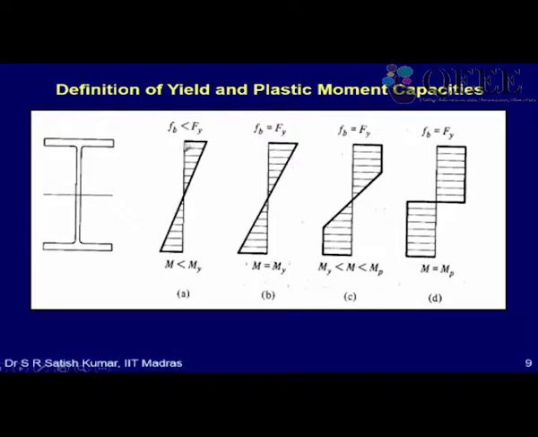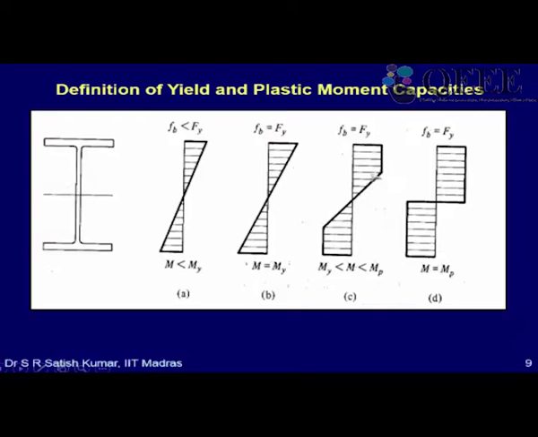At the cross section level, this is what happens. If I take an I section, when the moment is less than the yield moment, you have a stress at the extreme fiber which is less than small Fy, the yield stress. As the moment becomes the first yield moment, the stress just reaches Fy, and when the moment becomes more than My, there is gradual plastification across the section.